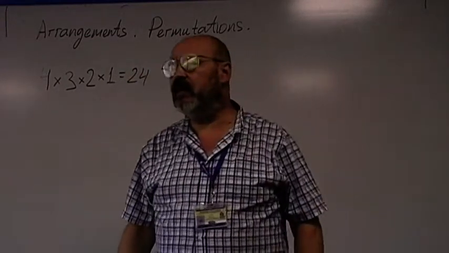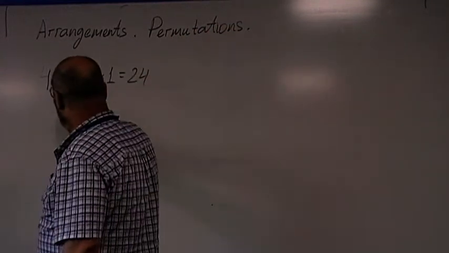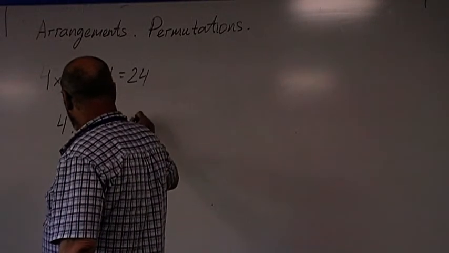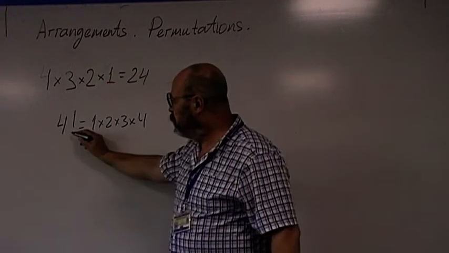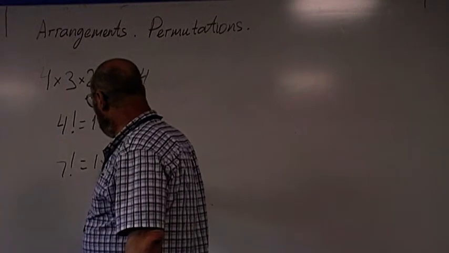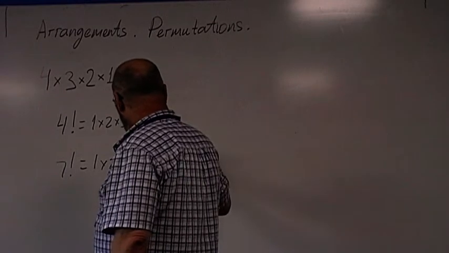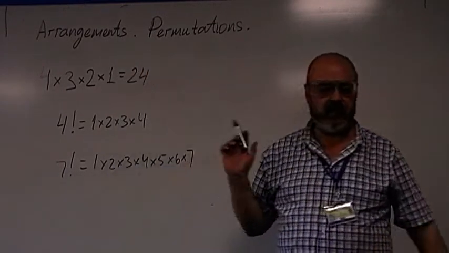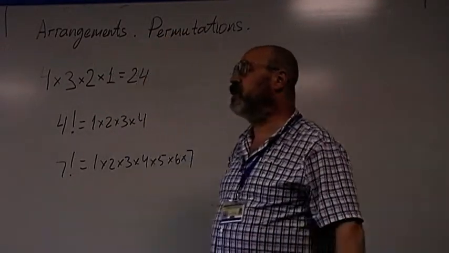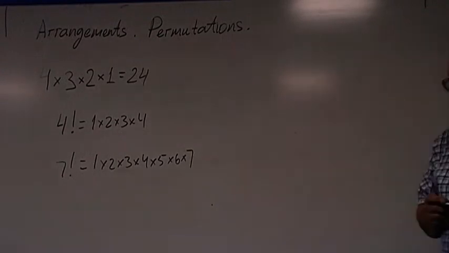And that can be calculated using the factorial notation, where 4 factorial means 1 times 2 times 3 times 4. If we have 7 factorial, it will be 1 times 2 times 3 times 4 times 5 times 6 times 7, and so on. So that's factorials. In your CAS calculators, there is a button that calculates factorials. You just put in the number you need and it gives you the result.